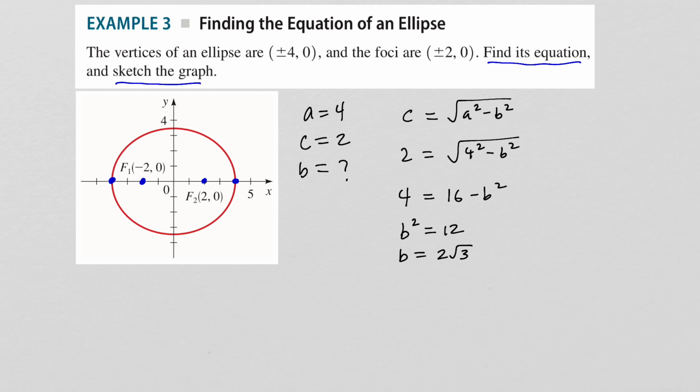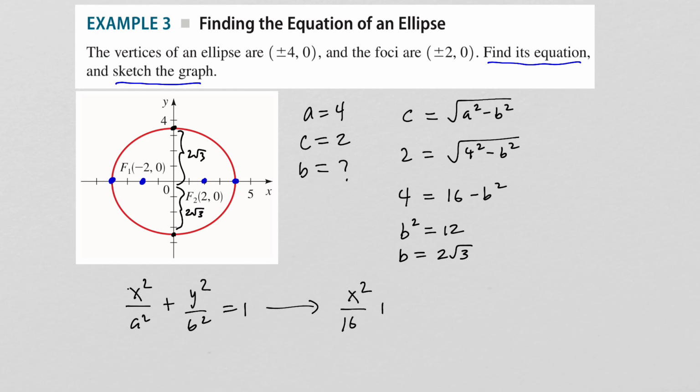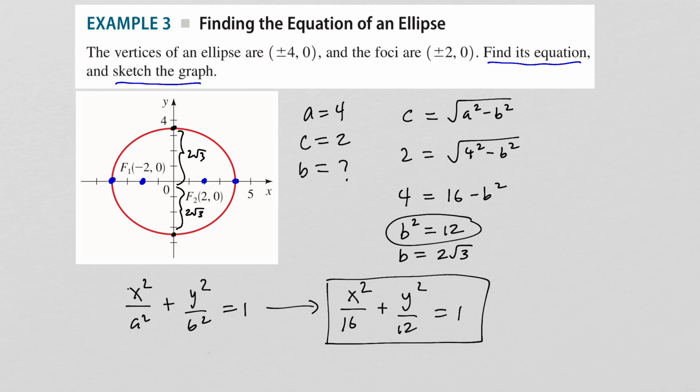So now that we know the value of B, that allows us to graph this point and this point because that distance is going to be 2 radical 3. And of course, you could find the decimal equivalent of that. But then its equation we know is x squared over a squared plus y squared over b squared is equal to 1. And since we know that a is 4, it's going to be x squared over 16. And then b squared we know is 12, so y squared over 12 is equal to 1. And this is our equation.